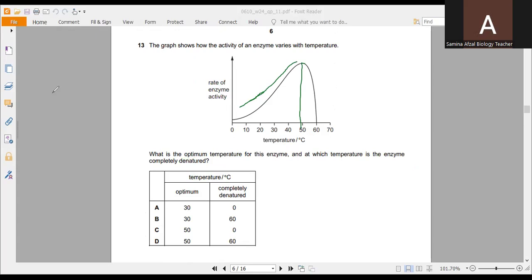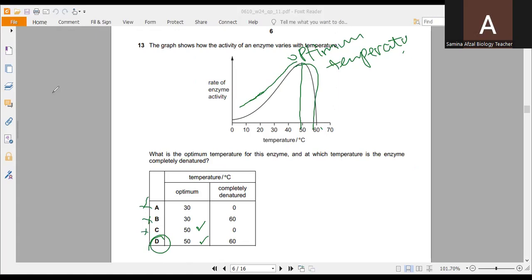So what is the optimum temperature for this enzyme? So this is the optimum temperature, which is 50, and it is ending at 60. So D is the correct option.